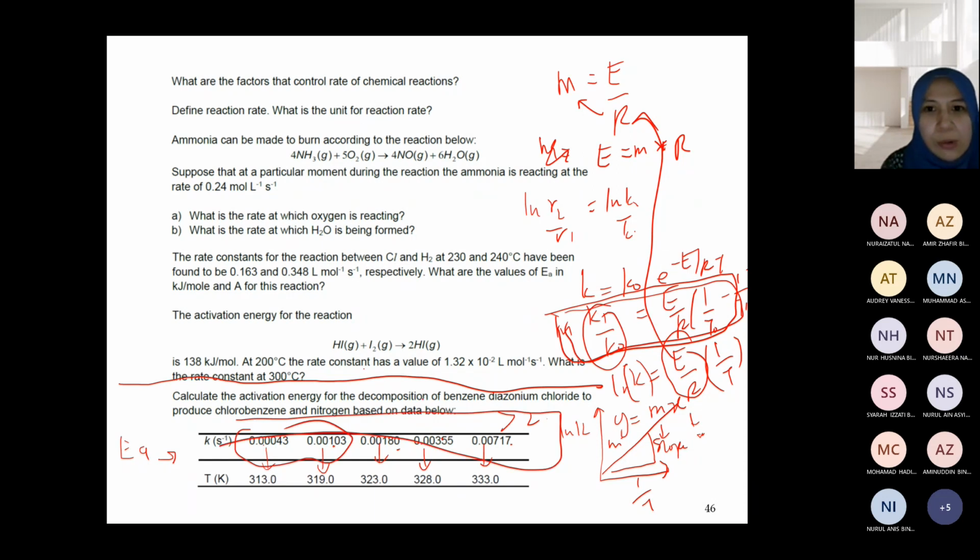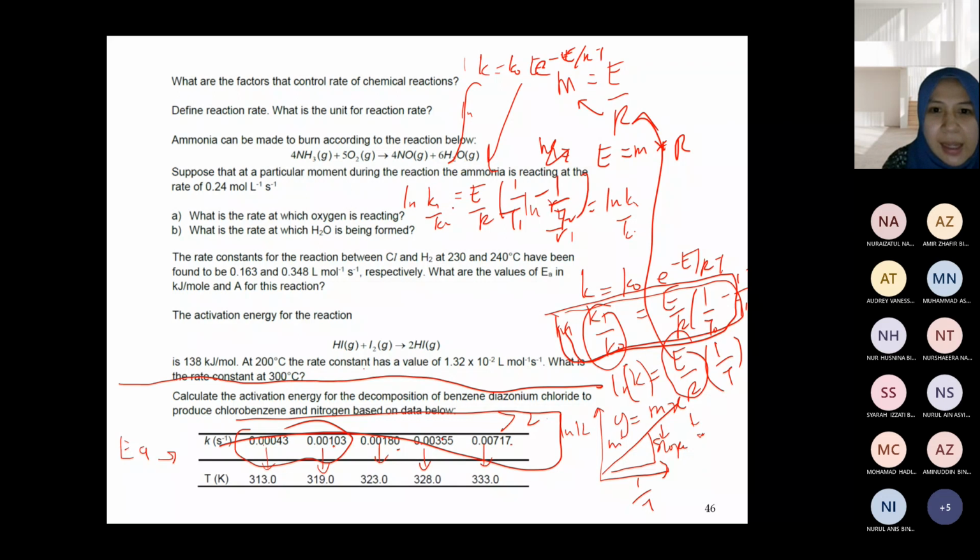Bila dia lebih, yang you boleh buat, ingatkan saya cakap kalau kita ada K naught, E negative E over RT. Benda ni you boleh jadikan dalam bentuk ln, sebab you nak matikan e akan guna ln. Dari ln tu you boleh jadikan dia integration, dan integration melibatkan area under the curve. Jadi bila you derive, you akan dapat ln K1 over K2 equals to 1 over R, 1 over T1 minus 1 over T2.